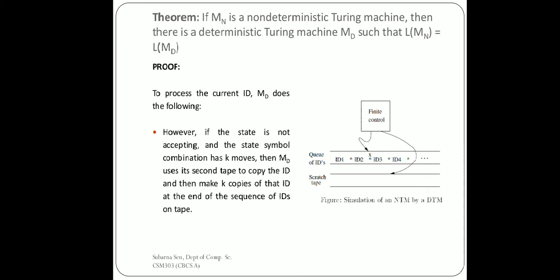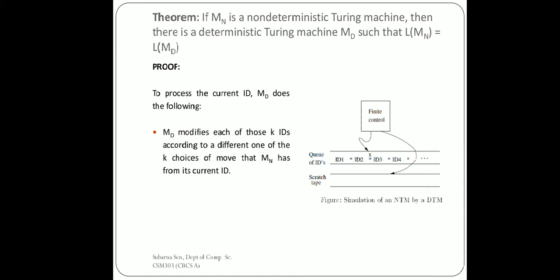Fine. Now MD modifies each of these k IDs according to a different one of the k choices of the move that Mn has from its current ID. So from the current ID, what Mn was doing, we have this in our memory. So we will just modify each of the k IDs. Means we will map, okay fine, from this state, for this input it had this ID, for this one it had this ID, and so on. So we can modify it according to our need.